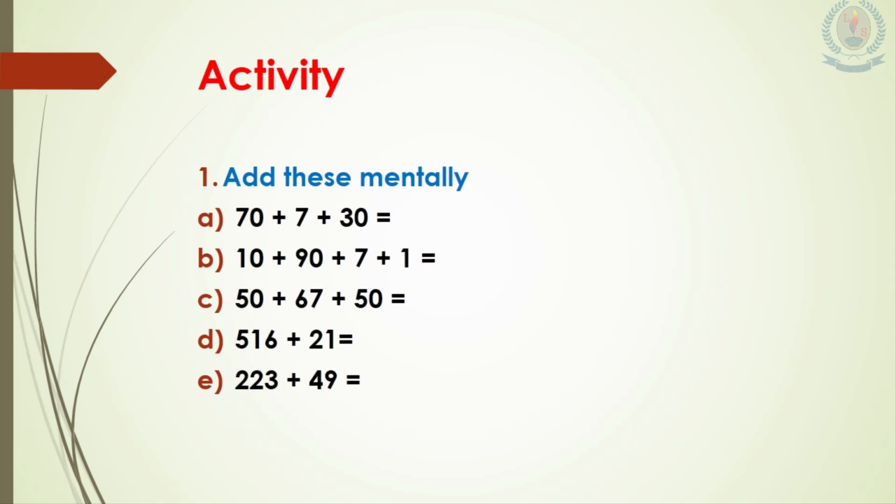Activity. Question number 1. Add these mentally. 70 plus 7 plus 30. 10 plus 90 plus 7 plus 1. 50 plus 67 plus 50. 516 plus 21. 223 plus 49. Use the mental methods you have learned and find the answers.